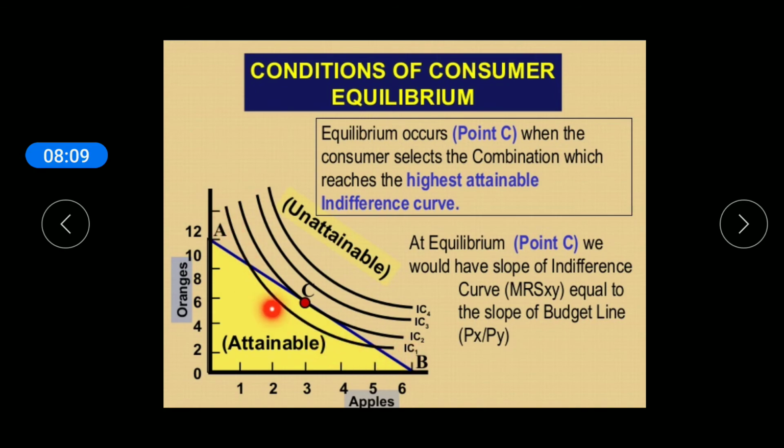But IC1 gives him a low level of satisfaction, so it is not the equilibrium. There is not any point of equilibrium there. But IC2 is also attainable and also gives a high level of satisfaction. So on IC2, at point C, he is in equilibrium.